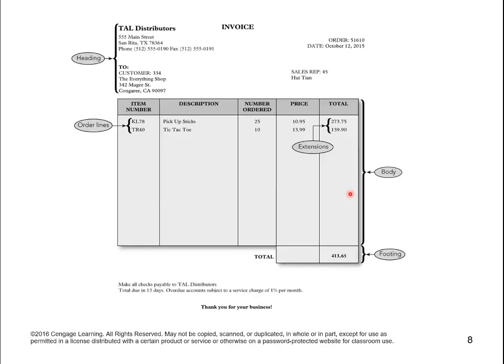And then we have a body, which is this piece, which is the actual invoice data. It's the item numbers with the description, how many they've ordered, what that price was, and the total. And then with any good report, typically you have a footing, which is going to sum up the data. And in this case, this is summing up the total.